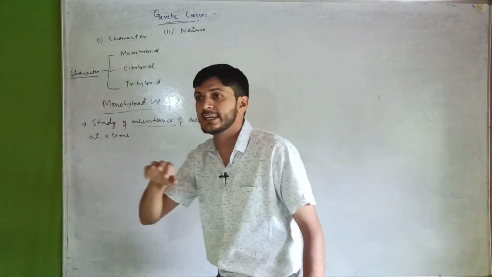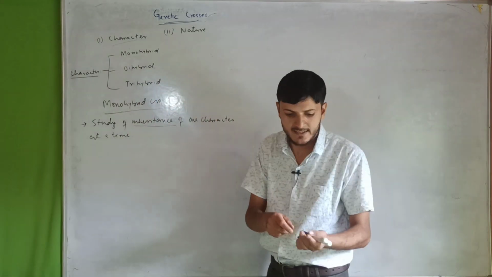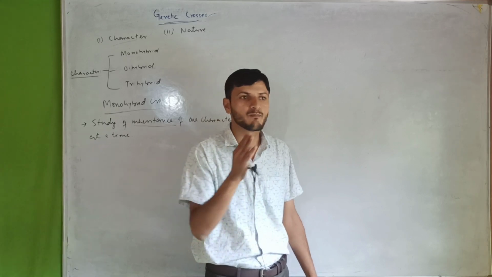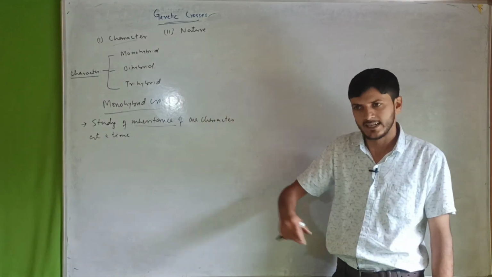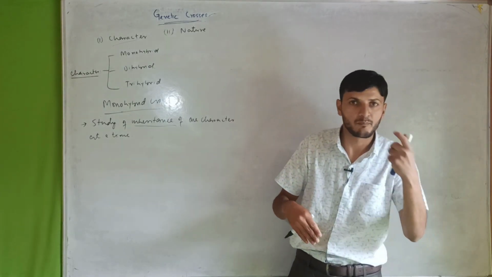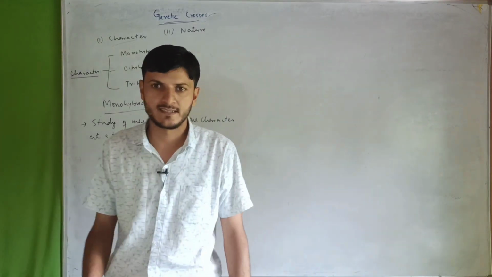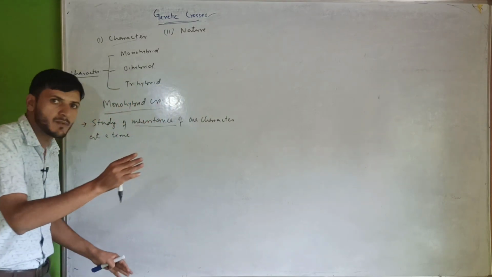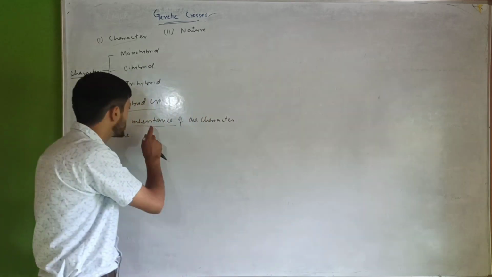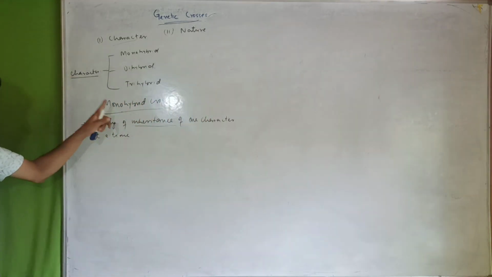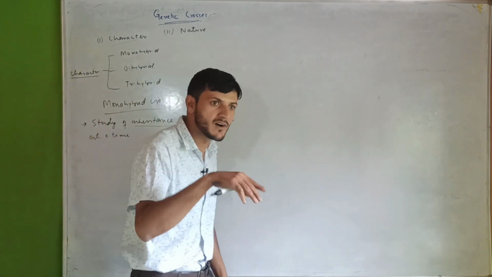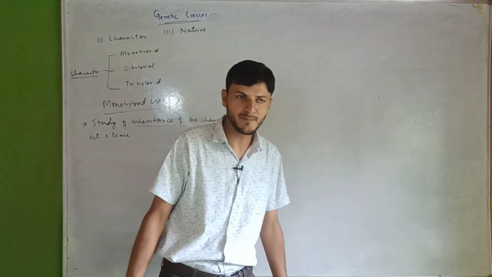Here a term is inheritance. What do you mean by inheritance? Inheritance means the transmission of characters from parent to offspring. In this cross, we study how the characters are transferred from parent to their offspring. This transmission of characters from one generation to the next is known as inheritance. And in monohybrid cross, we study the inheritance of how many characters? Of one character. Okay?